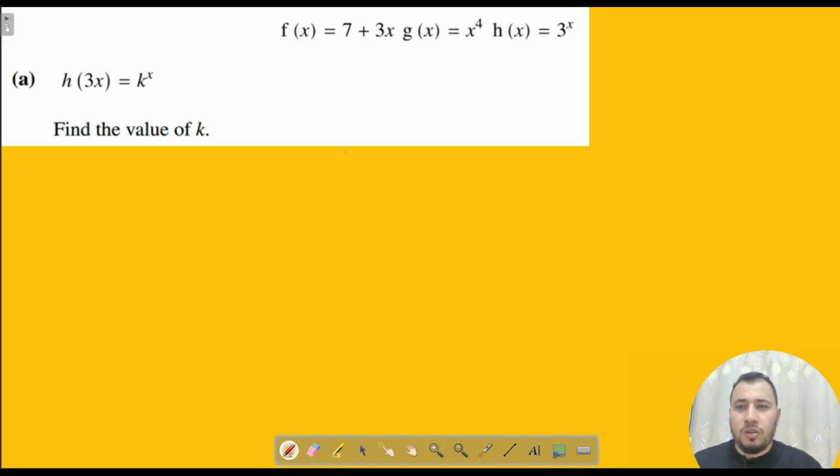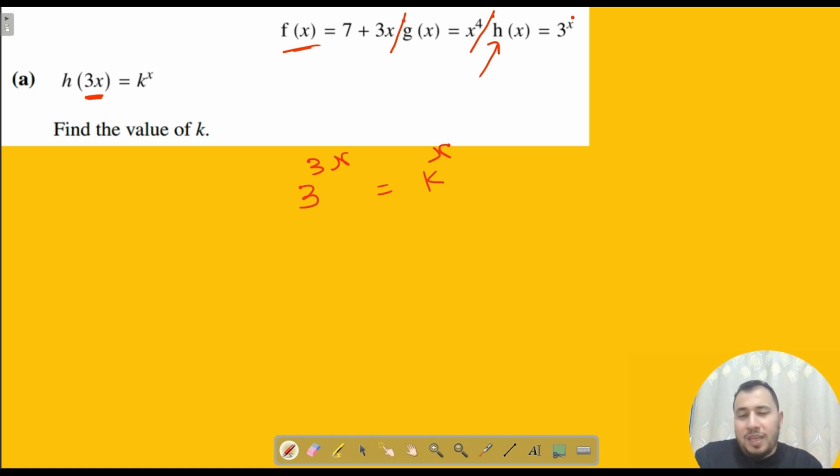Over here in this question, okay, let's take a look at that. I have f of x equals 7 plus 3x, okay. I have g of x equal x power 4, okay. h of 3x equals k power of x. So step by step, find the value of k. So h of 3x, well, let's go to function h, which is here, and substitute x with 3x. So it's going to be 3 power of 3x equals k power of x.